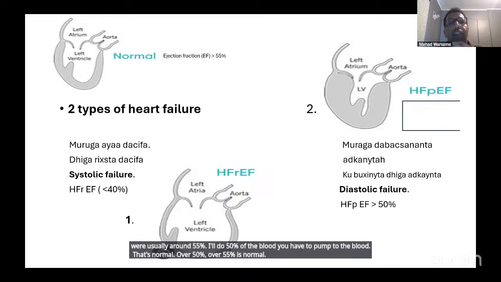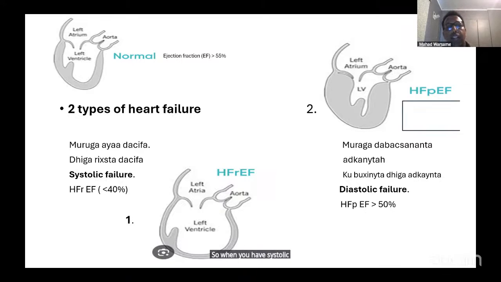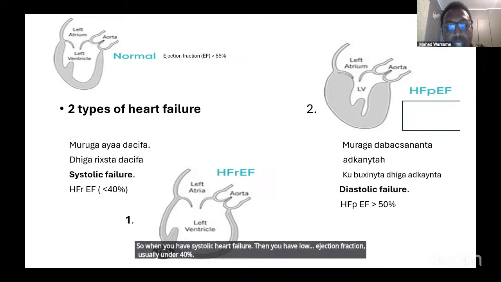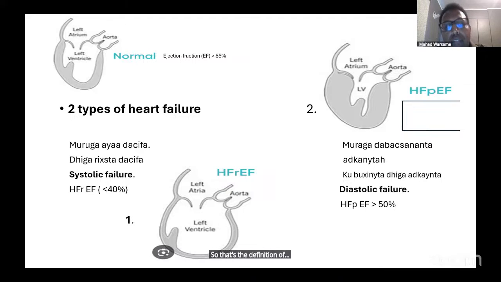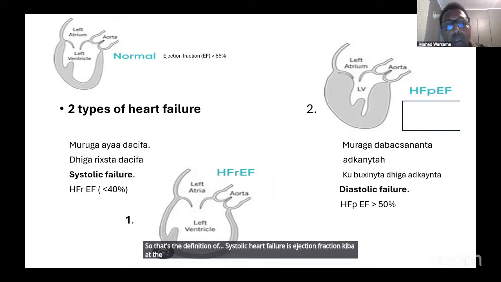So when you have systolic heart failure, then you have a low ejection fraction, usually under 40%. So that's the definition of systolic heart failure: the ejection fraction is reduced, and it's lower than 40%. That's the first, and that's the most common form of heart failure.